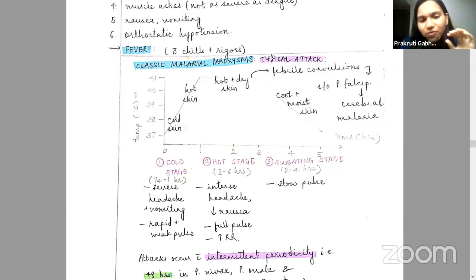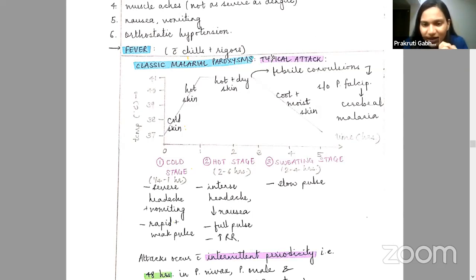The cold stage is the first stage, which lasts for about 15 minutes to 1 hour, where your temperature rises steeply from the normal temperature to about 40 to 41 degrees. There is severe headache, vomiting, and your pulse is rapid and weak. Initially, when you touch the patient, the skin will be cold, but later it becomes hot. Then you have the hot stage, which will last for about 2 to 6 hours with intense headache, nausea. The pulse is fuller now, and there is increased respiratory rate. But the skin over here is hot and dry.